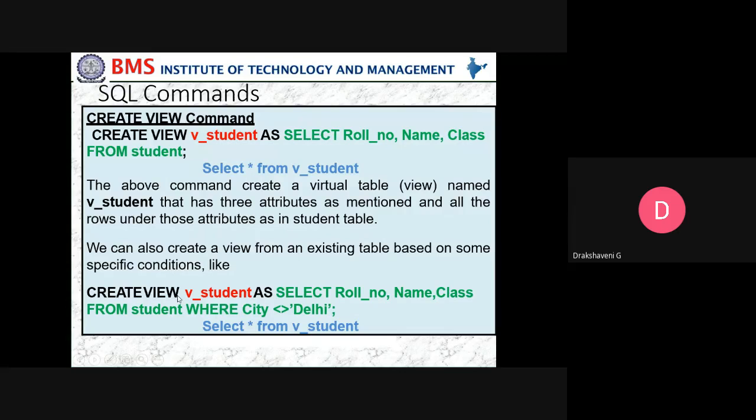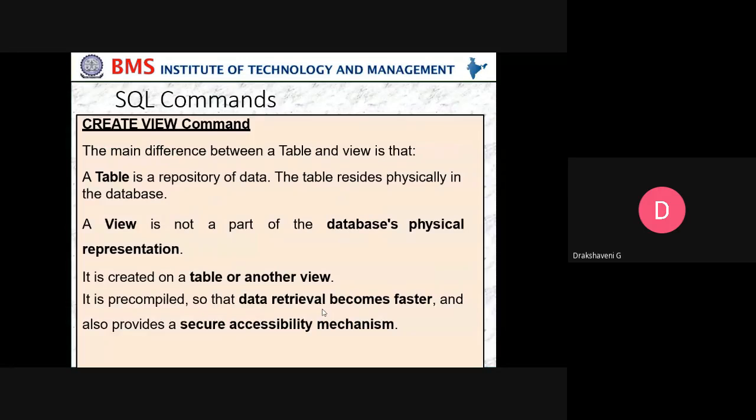So you can see here: create view fifth sem students as select roll number, name, class from student where city not in Delhi. We can try whichever data we want to be viewed.